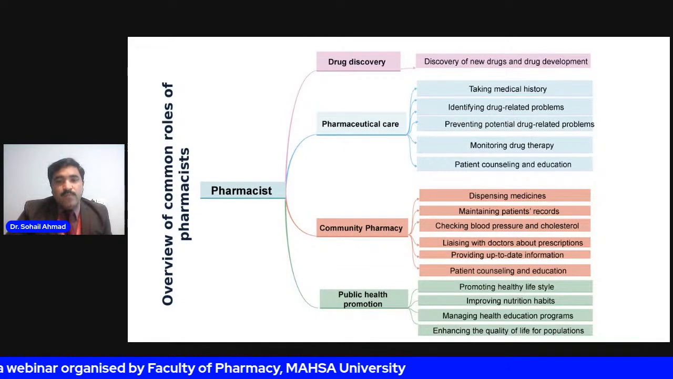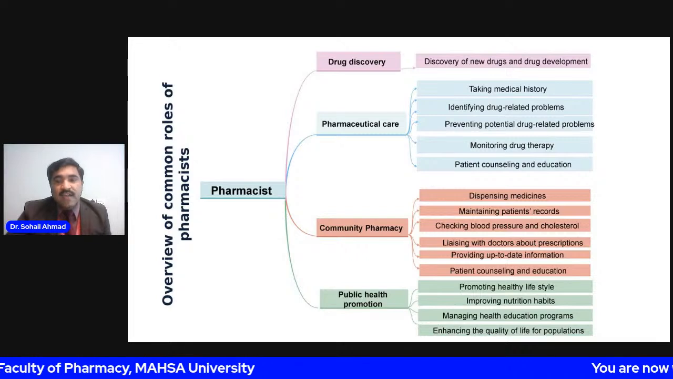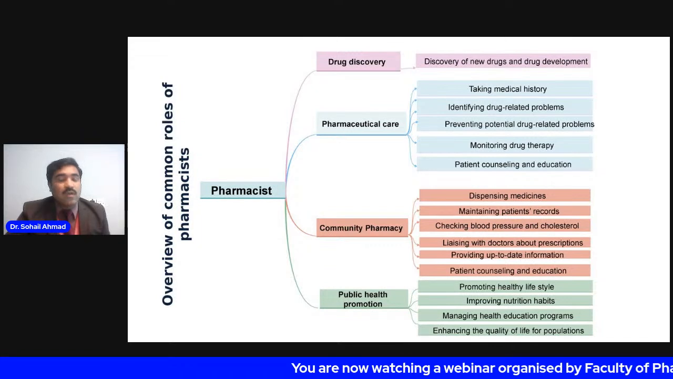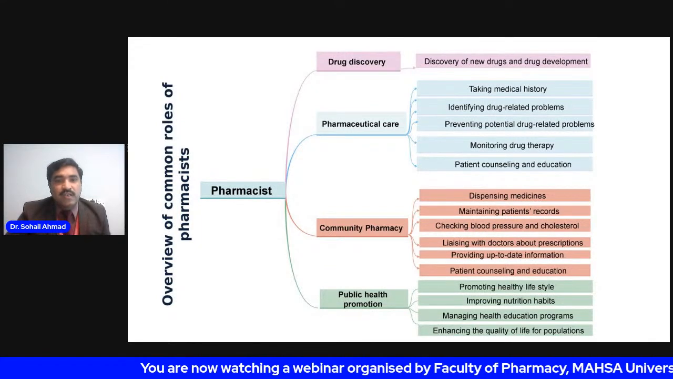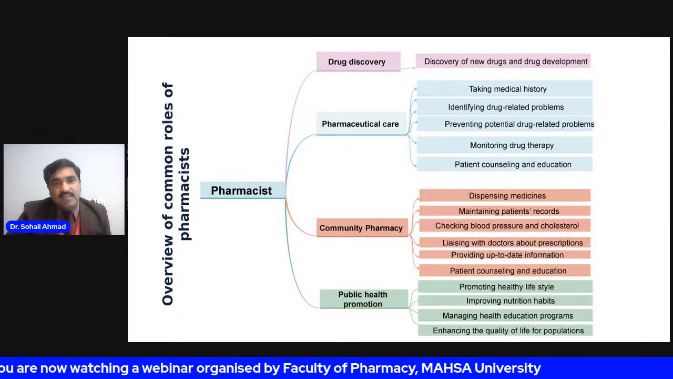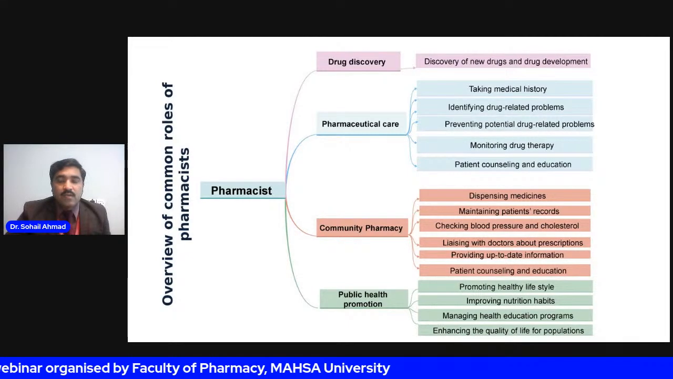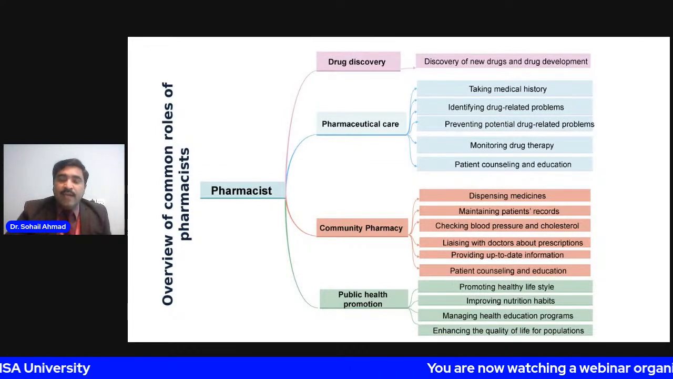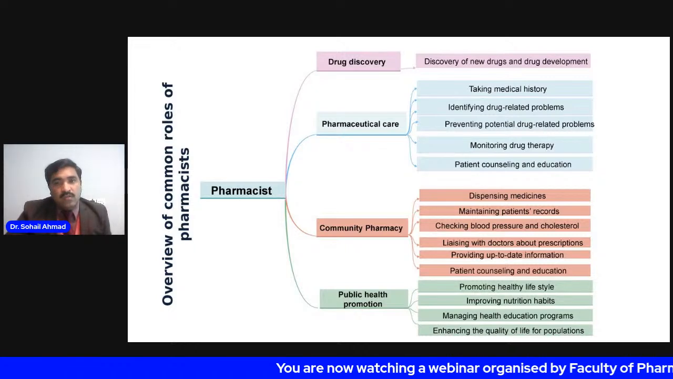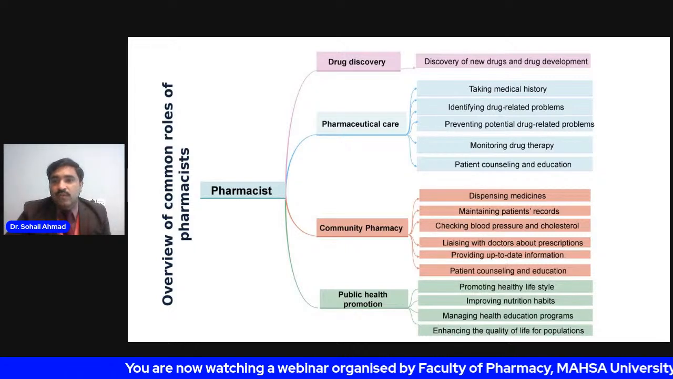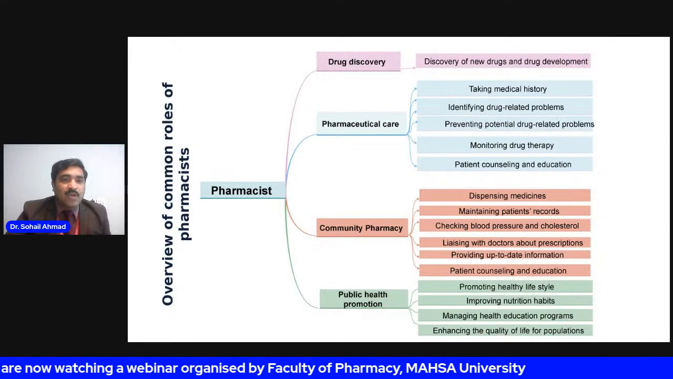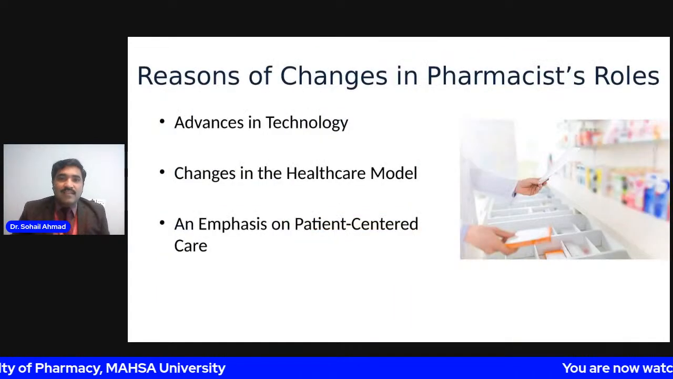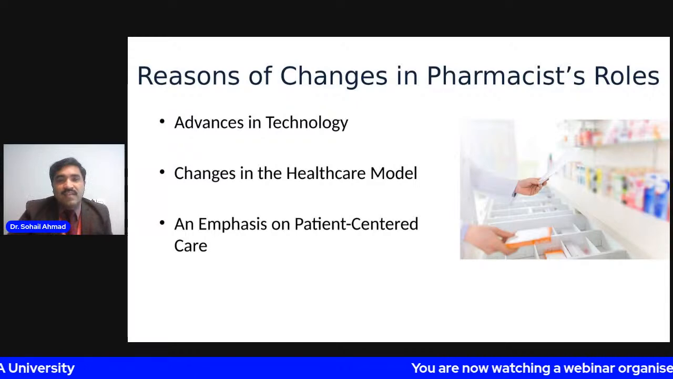And lastly, we have public health promotion, promoting healthy lifestyle, improving nutrition habits, managing health education programs, enhancing the quality of life of the population. So these are various roles, as I said earlier, that can be divided into product related and patient centered. Patient centered roles are missing in developing countries because of various reasons. So there is a great need of the time now to involve the pharmacist in patient care process. So let's have a look at what the patient care process is.